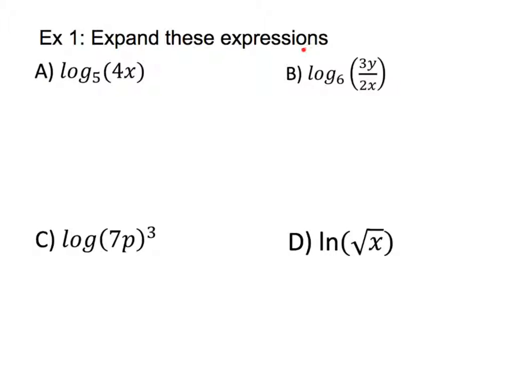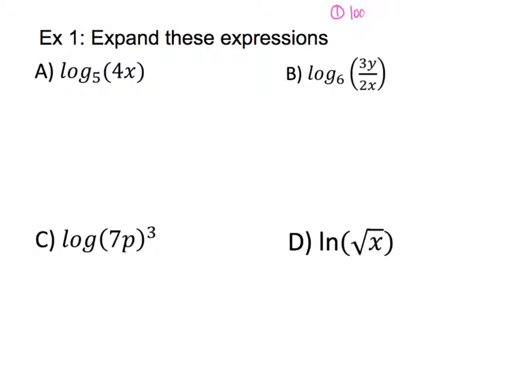expanding the expression. So the first one here, I have log base 5, and inside here I have a 4 and an x. So when numbers are written next to each other, that implies multiplication. So I can expand this by using the first property that we learned. Actually, you know what? I'll write all the properties here to the side, just so that we can visually see that.